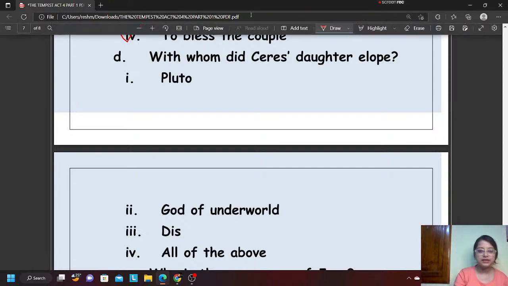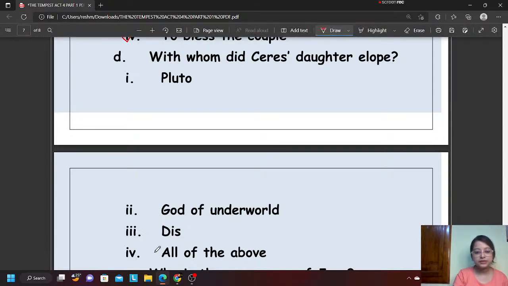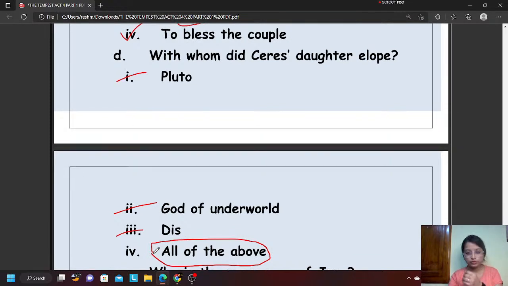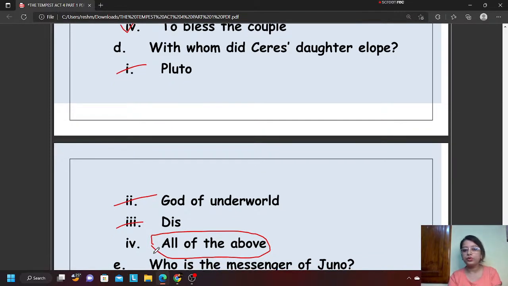Okay. See, Ceres की daughter किसके साथ भाग गई? जो नाम बुक में दिया हुआ है वो Dis है. Dis क्या है actually? Greek word क्या है जिसका? Pluto. मतलब ये भी है. और वो क्या, कहाँ का God है? God of Underworld है. तो तीनों ही तो correct हुआ. तो 4 would be correct, all of the above. ठीक है, तो ये भी point में लिख लो कि Pluto, Dis, God of Underworld, ये सब एक ही लोग हैं. ठीक है, 1 person only.